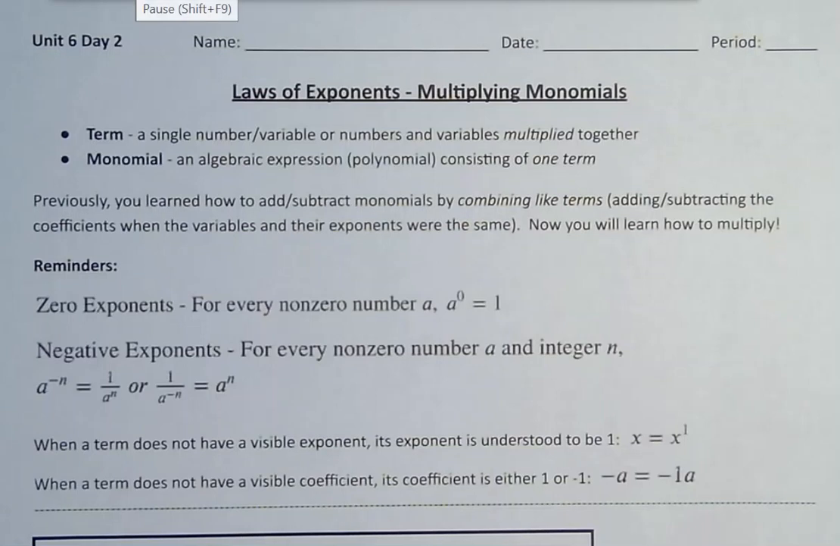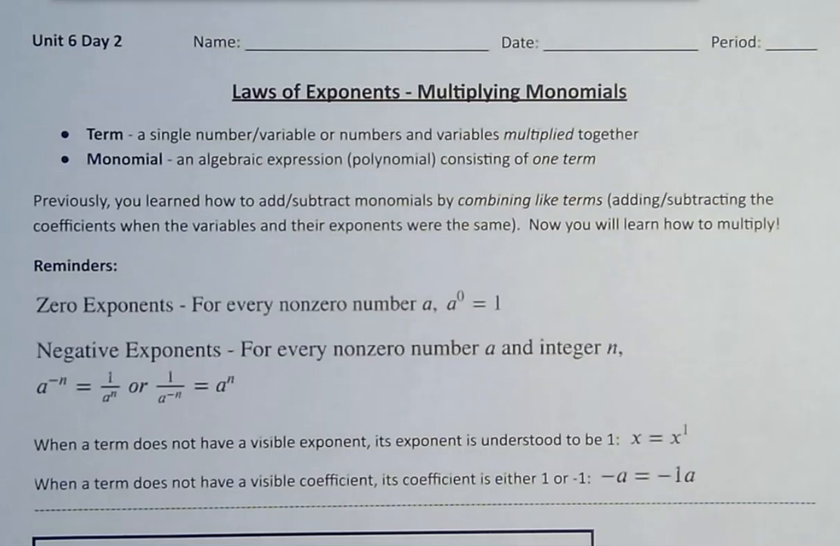Hello and welcome to Unit 6, Day 2. This is Algebra Honors Unit 6 on exponents and radicals. This is our second day. Yesterday we talked about what happens with an exponent when the exponent is 0 or negative. Today we're going to talk about what happens when you multiply monomials that have exponents.